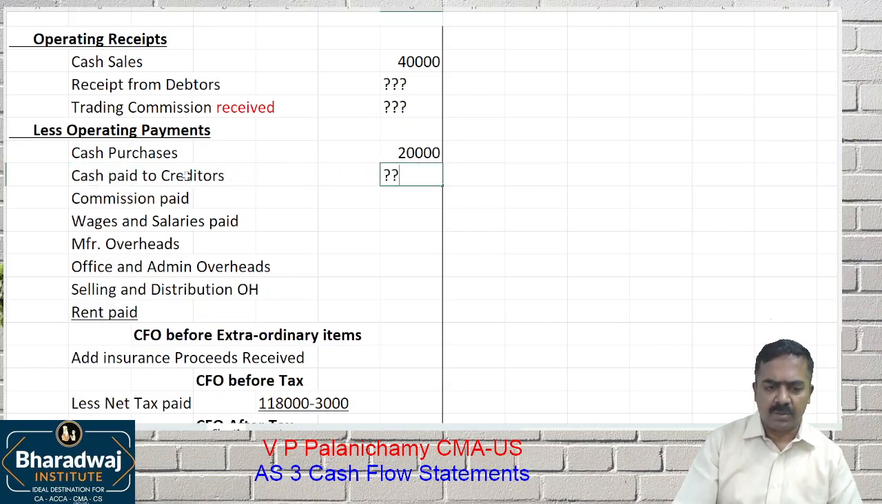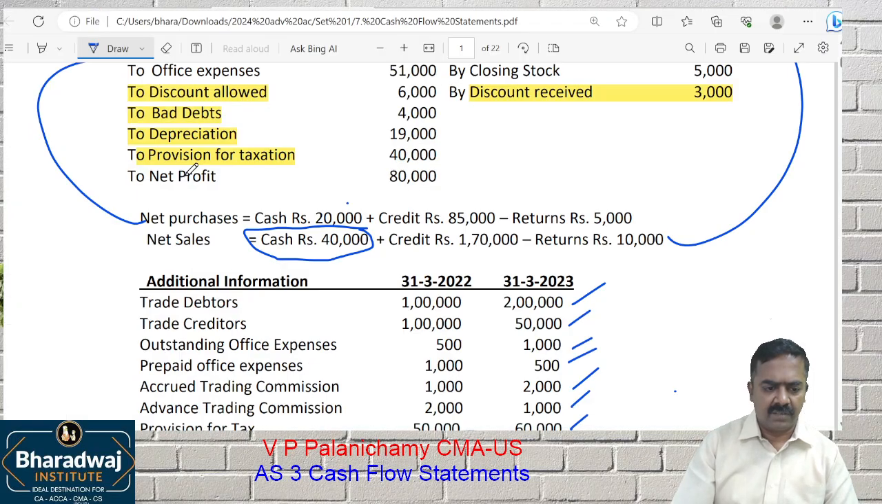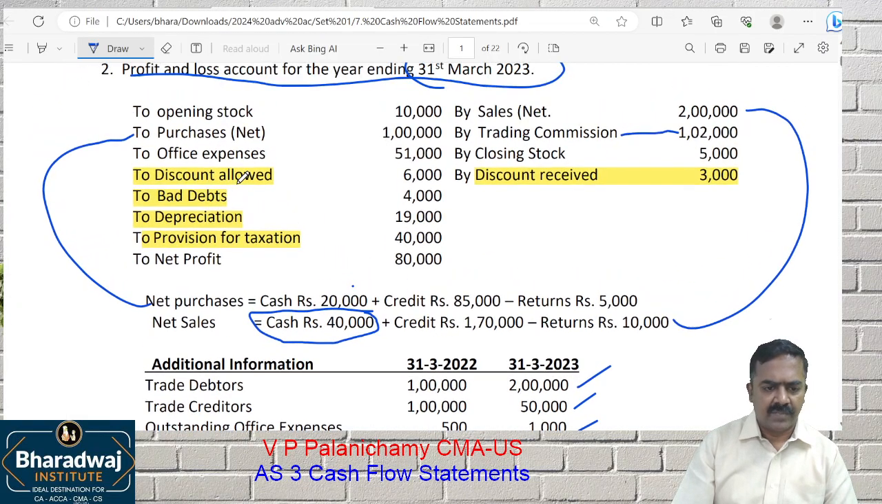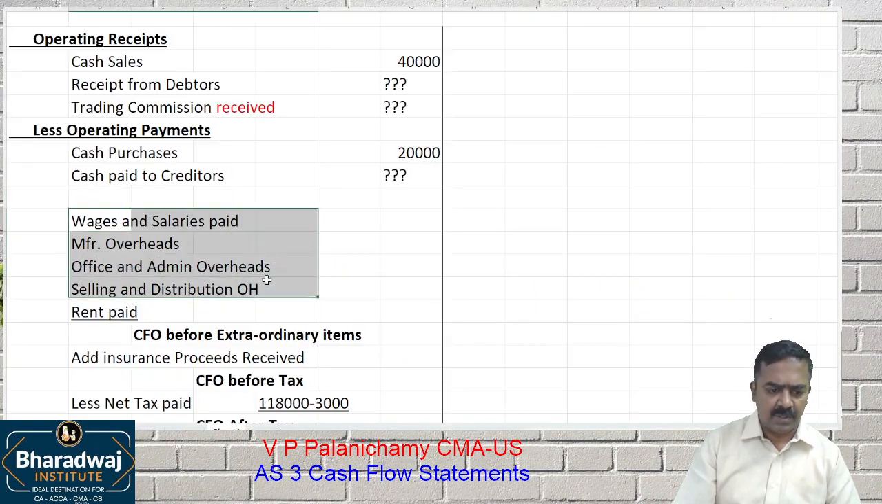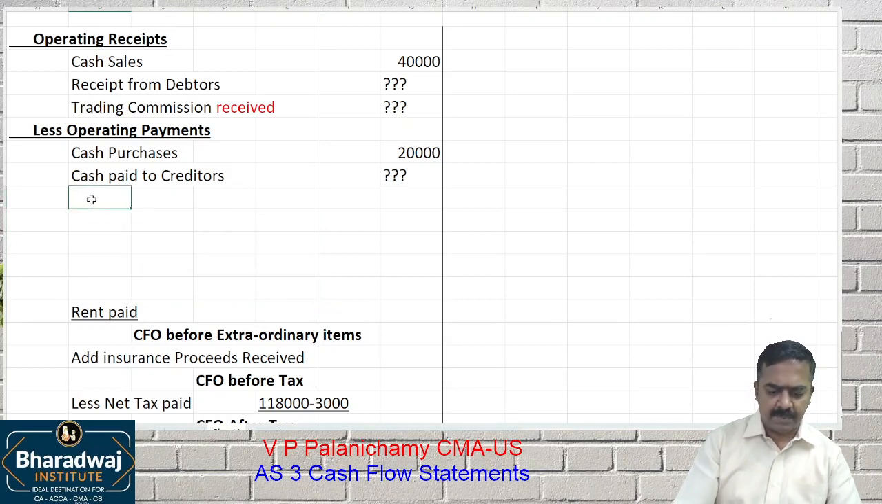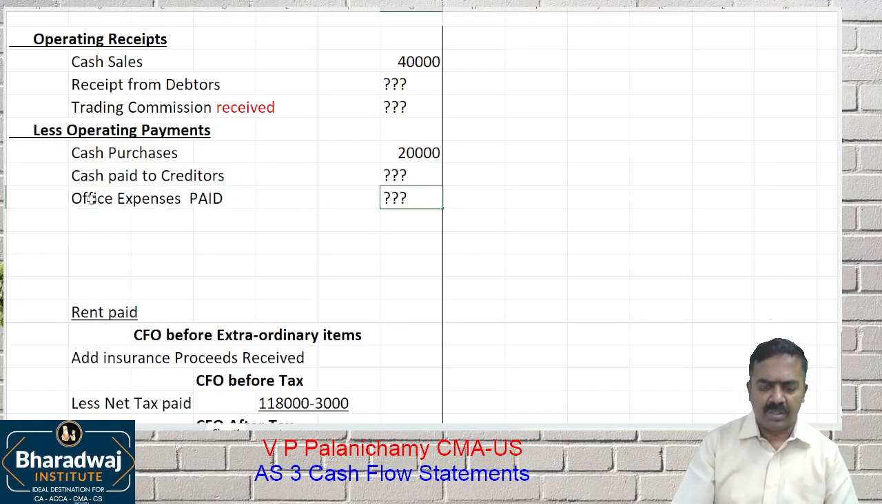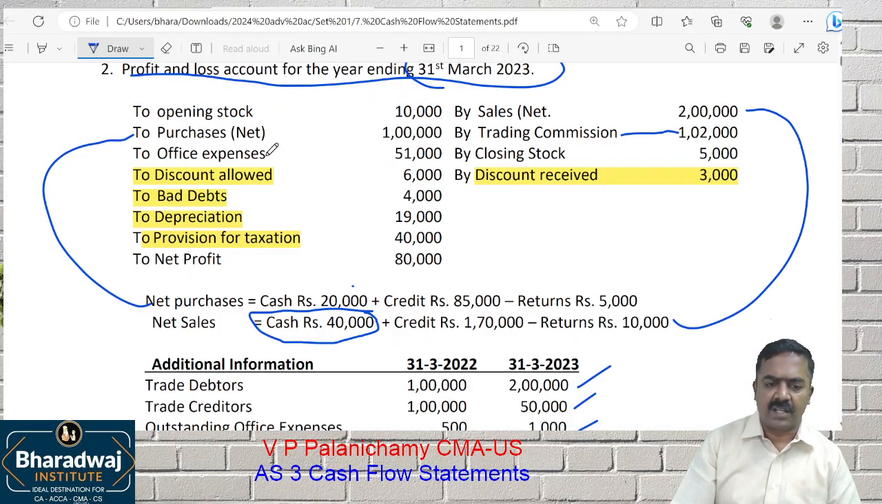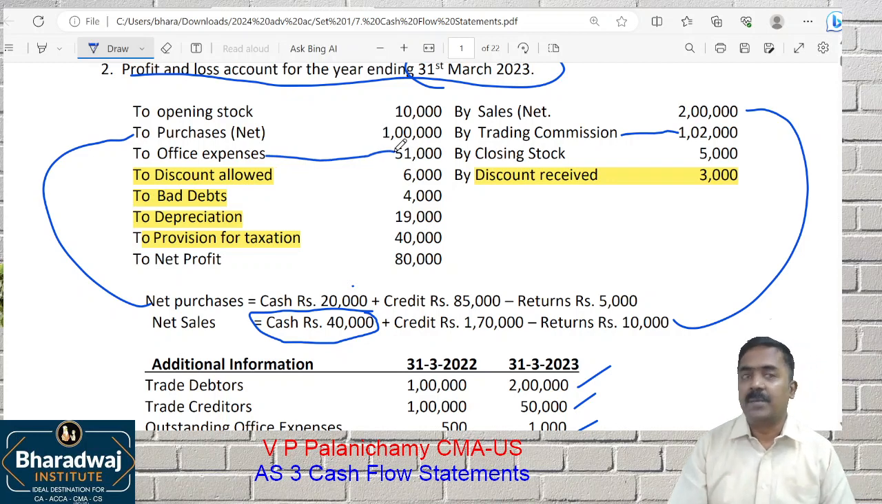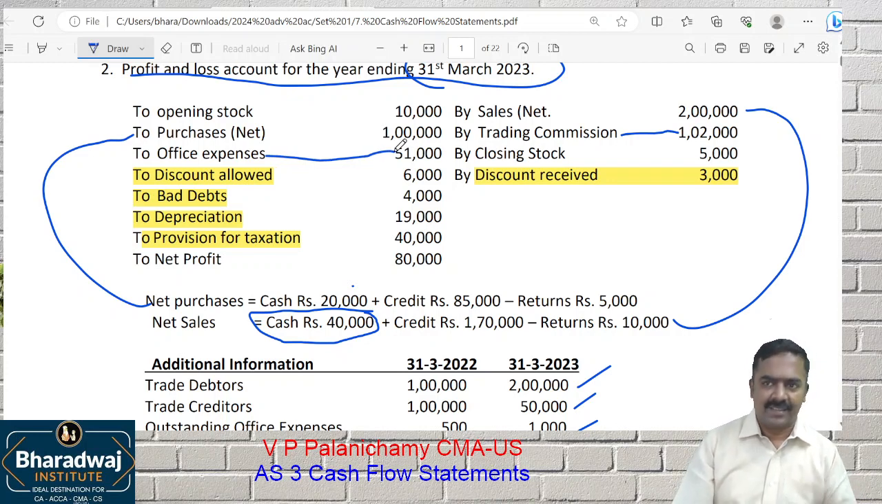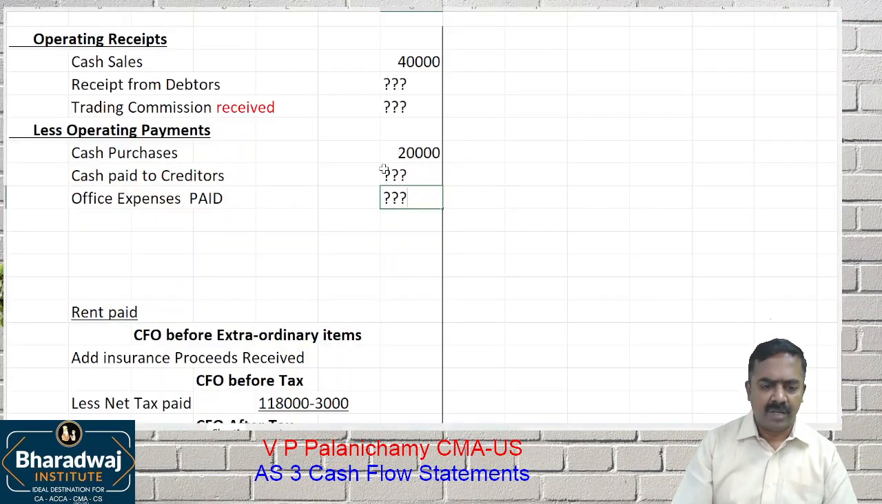That is not given, we have to work out. Commission is not given. Then which one? Office expenses. We want which one? Office expenses paid. We have to work out. In the problem, what is given is accrued expenses. What do you mean by accrued expenses? Payable for the year. Accrued for the year they have given, but we want how much is paid.